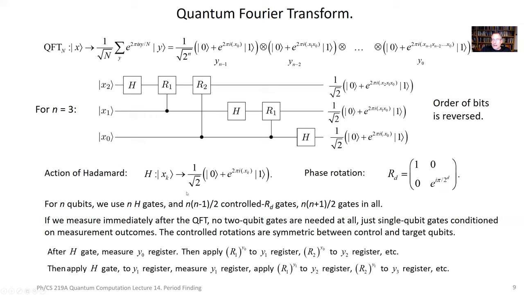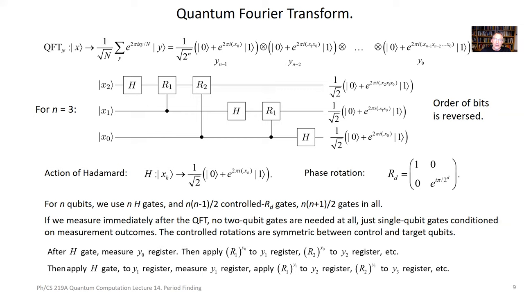So I could just as well write it the other way. I could write the controlled R1 with the X2 register as the control and the X1 register as the target. And it's exactly the same thing. Now, why is it convenient to look at it that way? I like doing it this way because I thought it made it a little easier to see how the circuit works. But I'll get exactly the same probability distribution for the measurement outcomes if I Fourier transform and then measure, if I do it a different way.